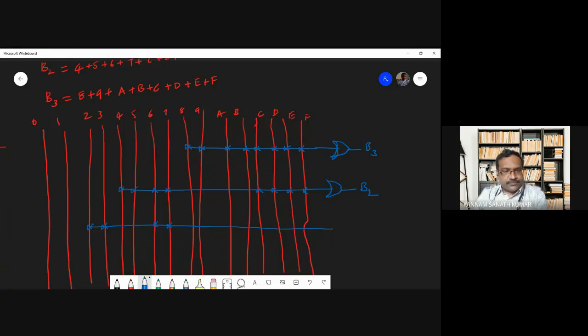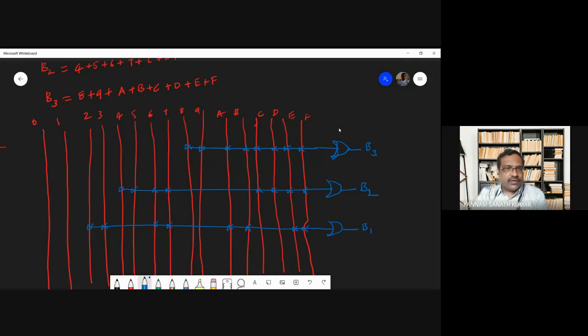B1 is 7 or A or B or E or F. Okay, so it is connected to a NOR gate. So this is B1. And next, B naught.